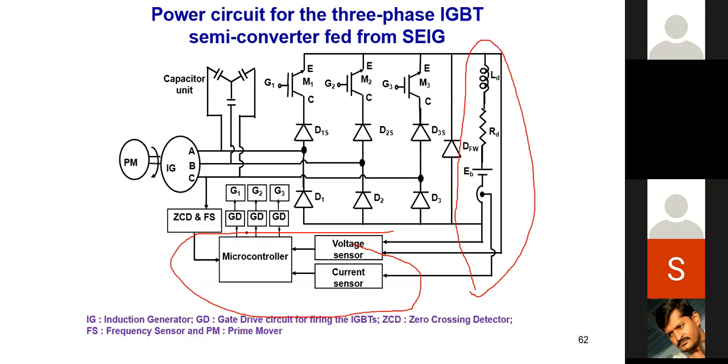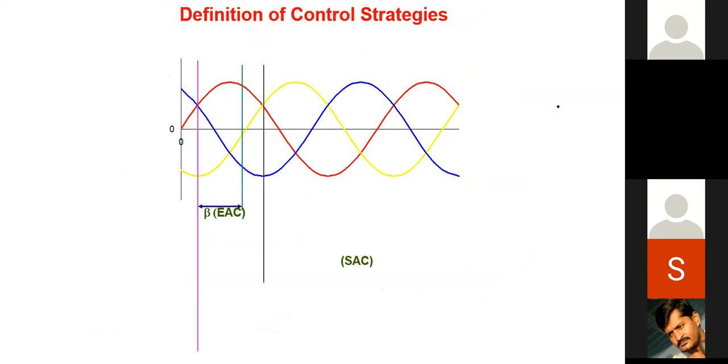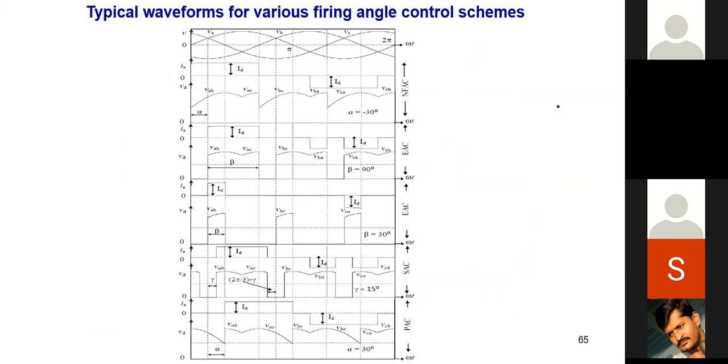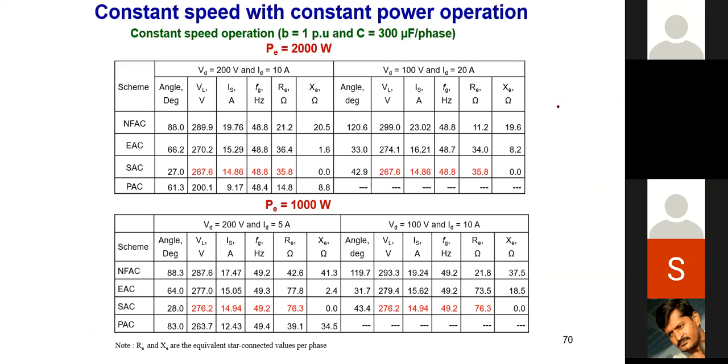So here we experimented. In this experimentation, we have variable voltage and variable frequency, and here we get a fixed DC voltage. We tested various control schemes, for example, the extension angle control scheme, symmetrical angle control scheme, and negative firing angle control scheme. We tested them and also made the performance predetermination, under various operating conditions, for battery charging applications.